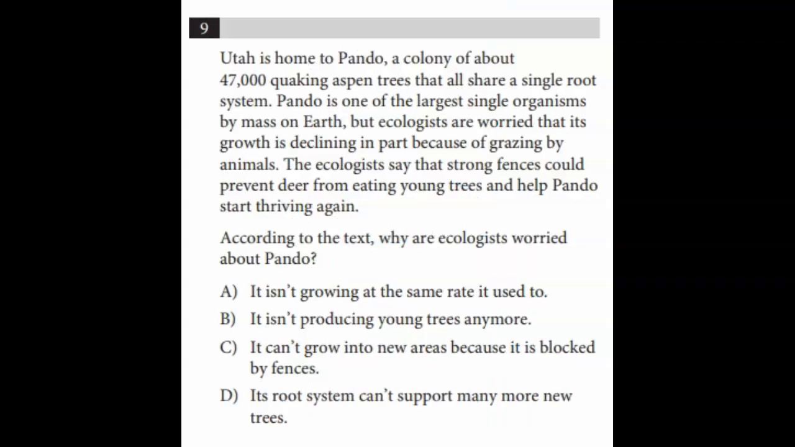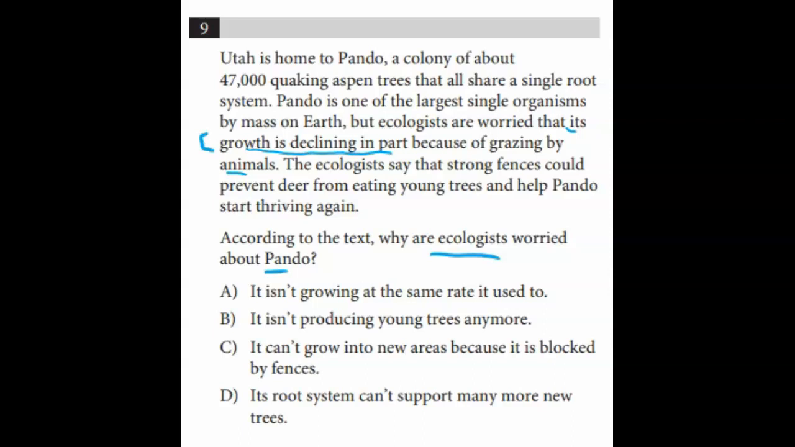All right, number 9. According to the text, why are ecologists worried about Pando? Yeah, let's answer that question. Utah is home to Pando, a colony of about 47,000 Quaking aspen trees, and they all share a single root system. Pando is one of the largest single organisms by mass on Earth, but ecologists are worried that its growth is okay. So sweet, we found why it's worried. Growth is declined in part because of the grazing by animals. So their growth is declining because animals keep eating it.